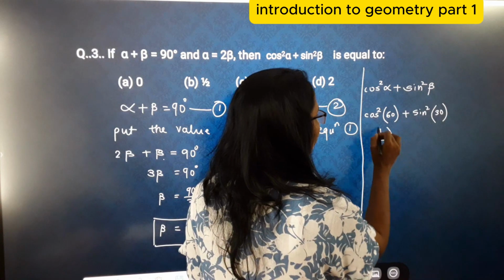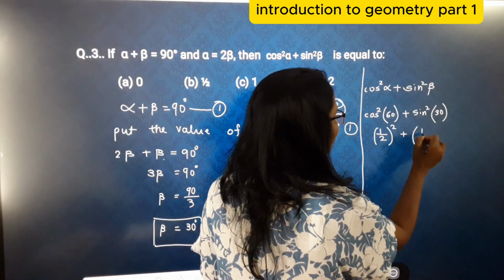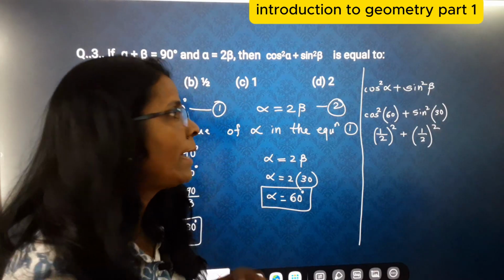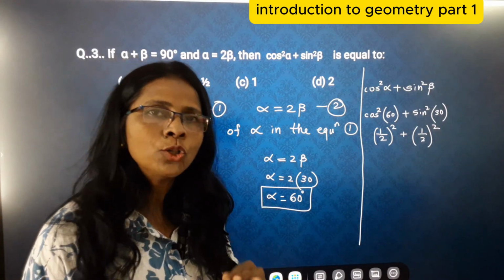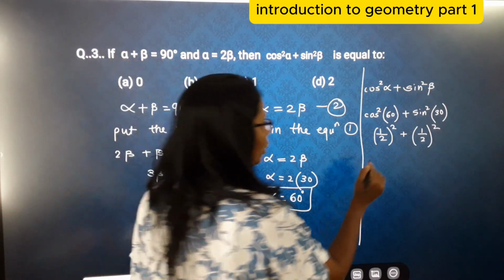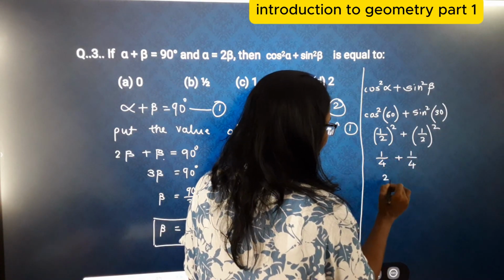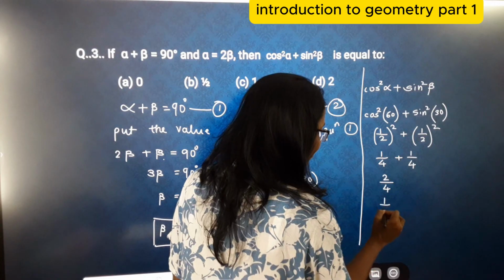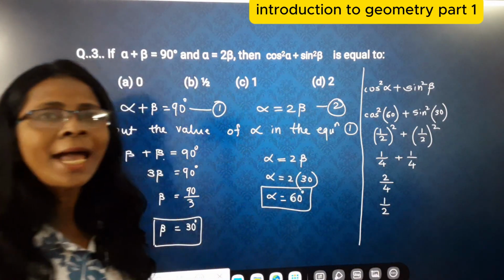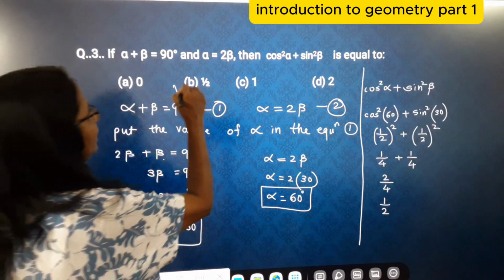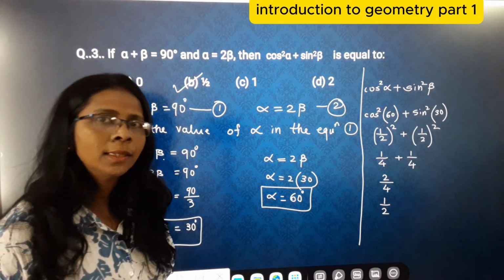So (1/2)² plus (1/2)². Here cos² 60 and sin 30 have the same value, that is 1/2. So 1/4 plus 1/4, that means 2/4. Simplified, that is 1/2. So the answer is 1/2, and option B is the correct answer.